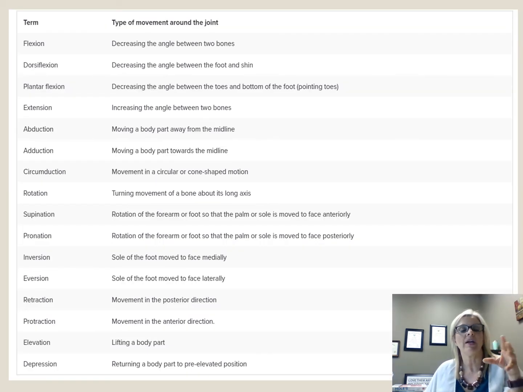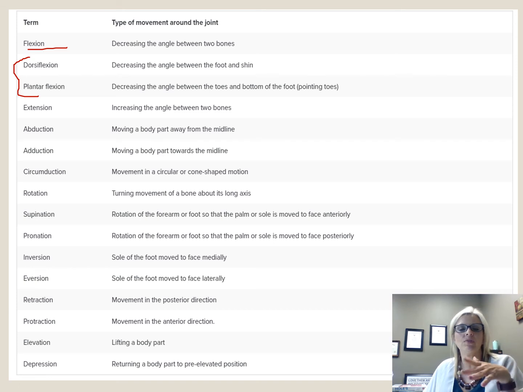This is a good summary here. I've given you some slides on these movements. You do need to understand these movements, okay? Flexion is going to be decreasing the angle between 2 bones. Dorsiflexion is going to be like raising your foot up, okay? So flexion, dorsiflexion. Plantar flexion is going to be the angle between the toes and the bottom of the foot. So plantar is more planting down, okay? So flexion in general, and then 2 types of flexion.